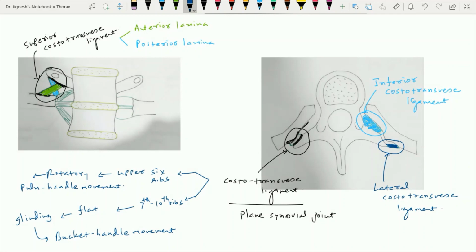So this is all about the joints of the thorax in a very brief manner.